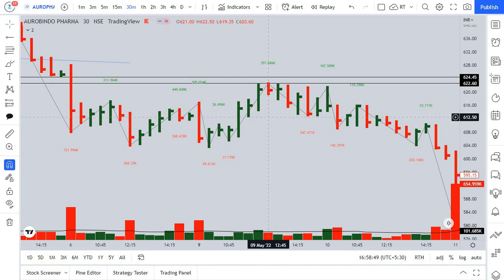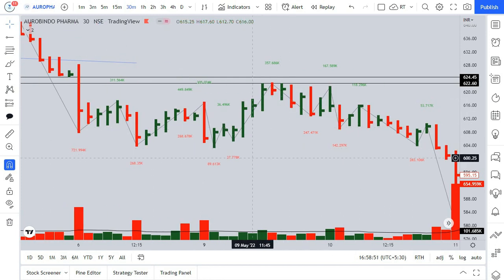So you can understand the effort versus result right here. Effort is the volume and result is the price. As you can see right here, you are getting this much volume, but at the same time the volumes are reducing on the higher highs. So this can indicate the buyer's particular strength, or that there is an anomaly in the market, and based on that you can get a little bit of confidence right here.